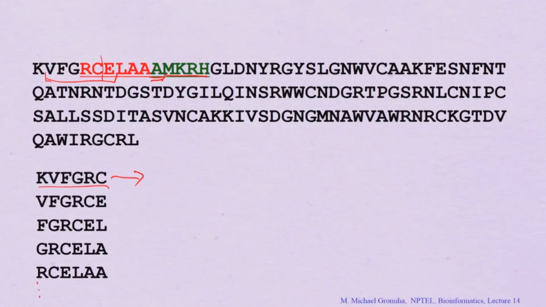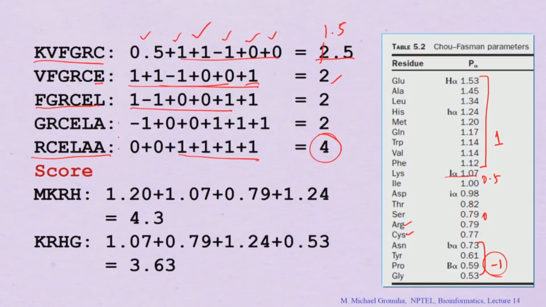The next one is K, lysine, which is also 0.5, and if you add the values, this will give you a value more than 4. You can extend up to this MKRH. Here you can add M equal to 1.2 from here, and K is 1.07, arginine 0.79, histidine 1.24, and this value is 4.3.